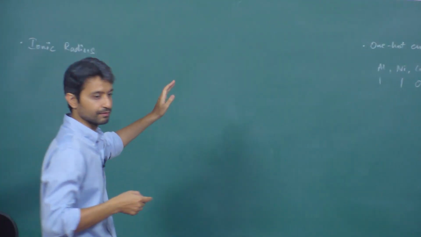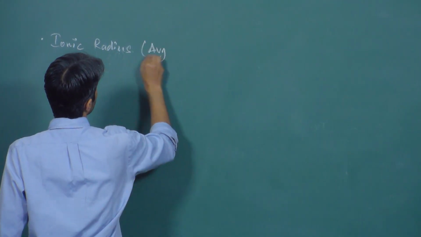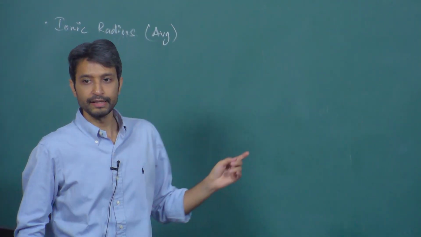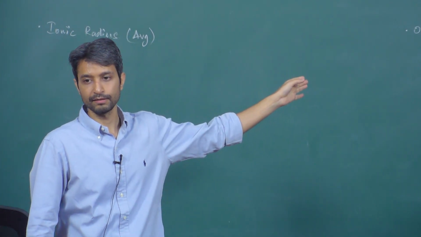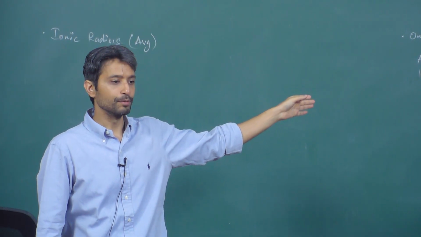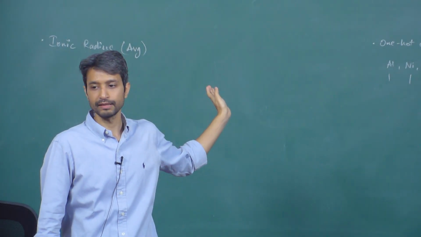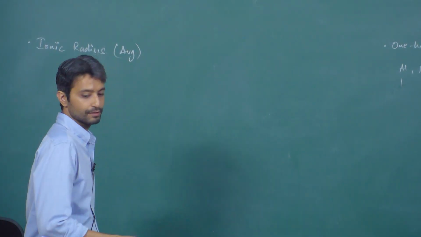Average ionic radius. Okay, so I will do average ionic radius. How do I take the average? Basically, I will take the concentration, composition weighted average, and that's how I'll do this. Okay, what else? There were a few other things.